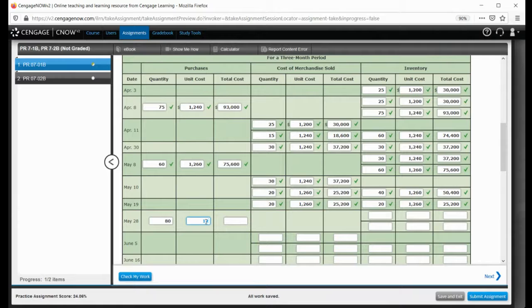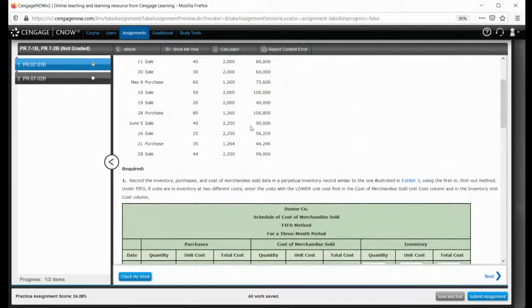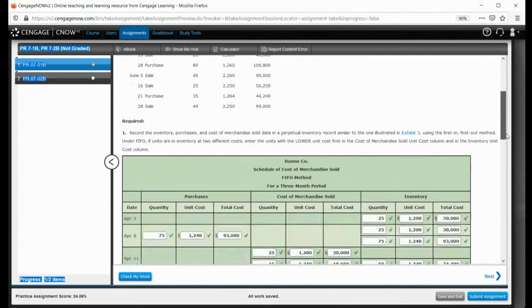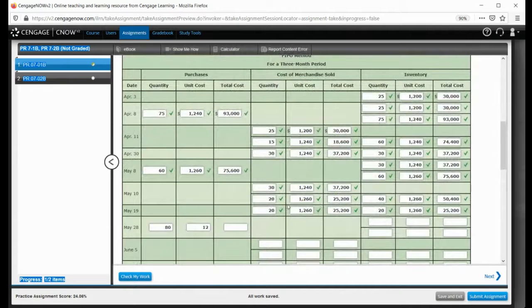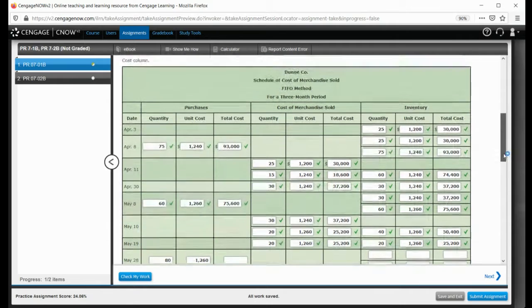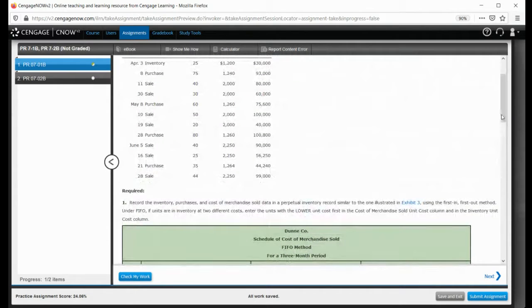At an amount of $12.60. Excuse me, I'm looking at the wrong thing here. Let me go back up here. 80 units, it was at $12.60 that we purchased on May the 28th. And if you multiply 80 units times 1260, it'll give you 100,800.